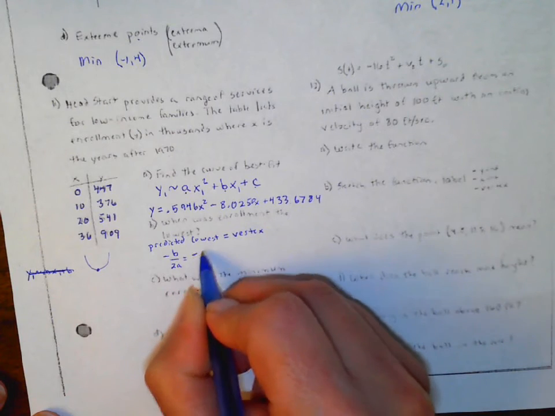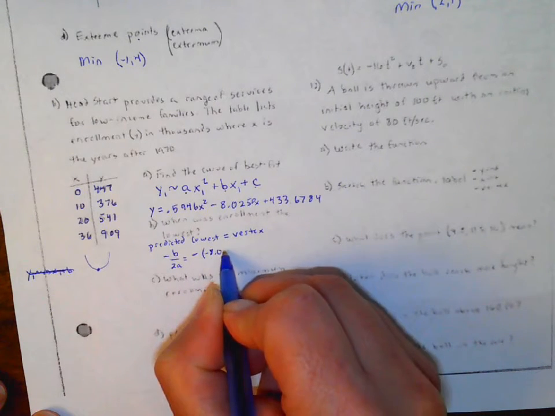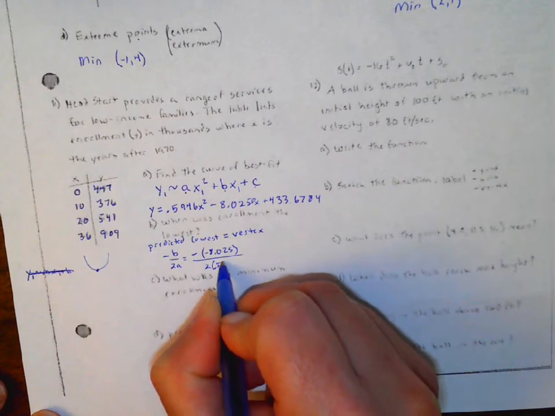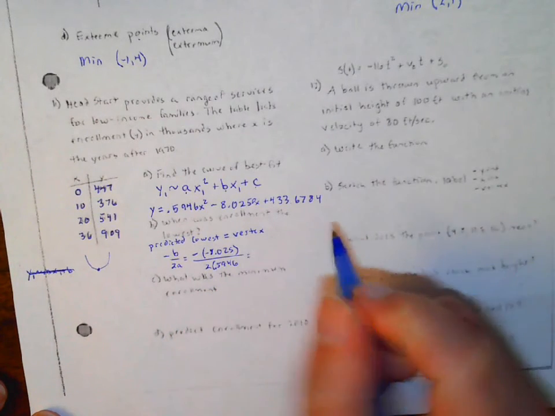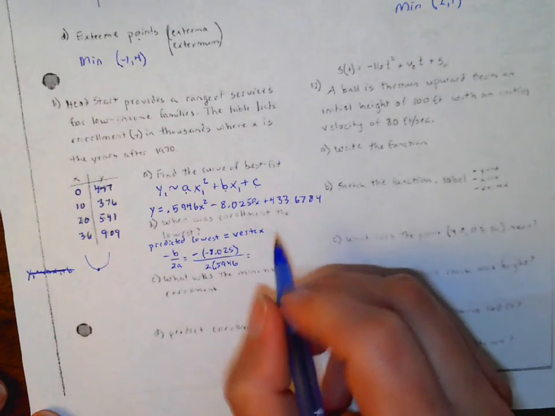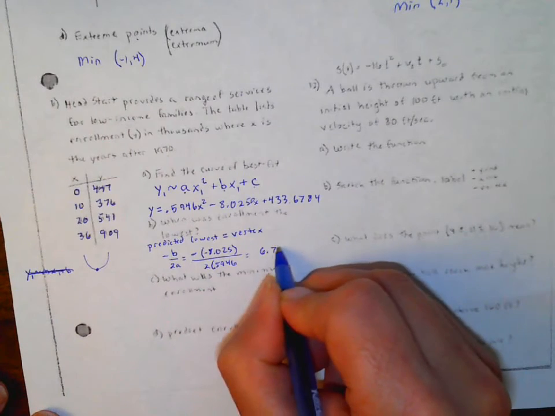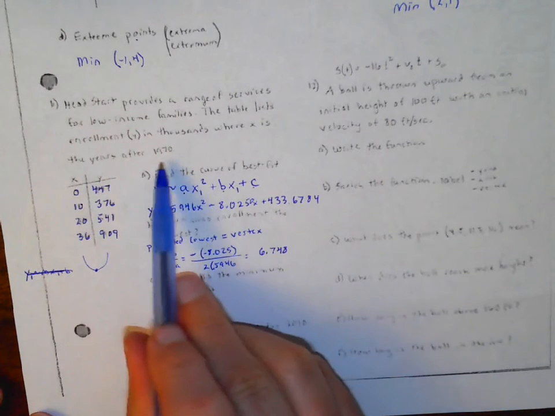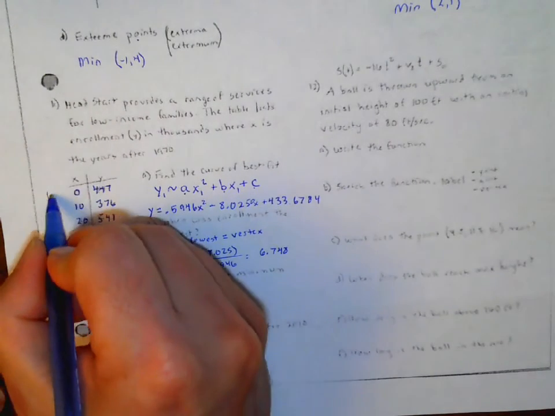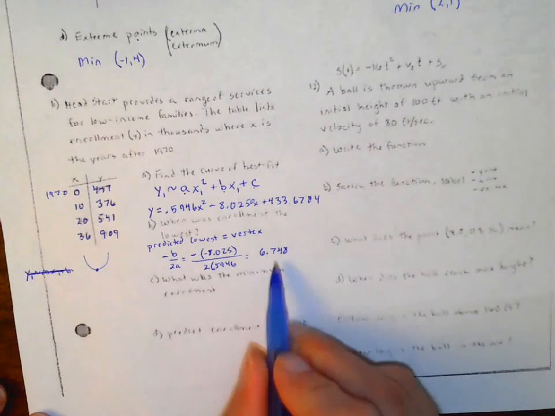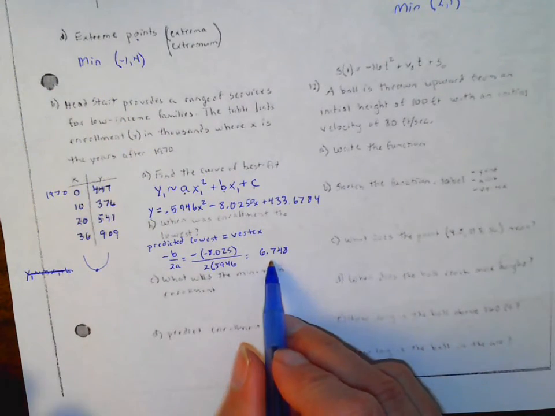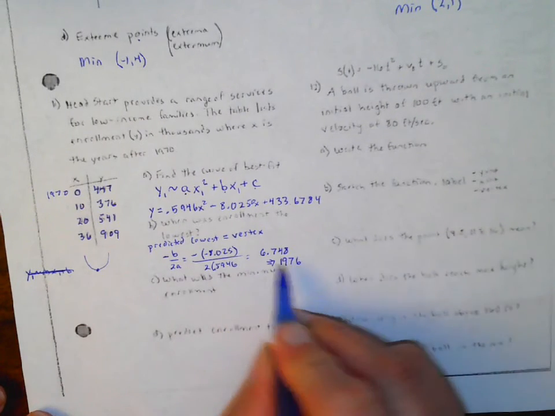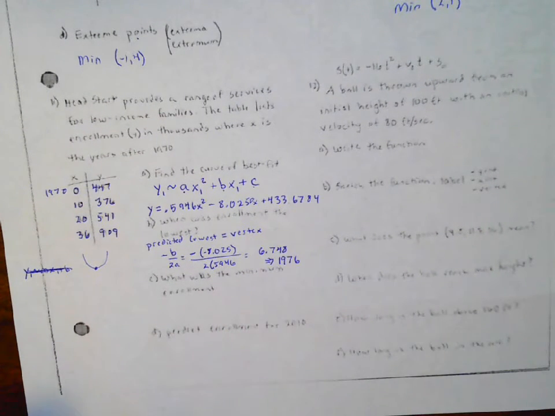So it'd be negative and negative 8.025 over 2 times 0.5946. And that comes up to be 6.748. Now what does that mean in this problem? We know 0 corresponds to 1970, right? So 6 years later would be 1976. Almost 1977, but not quite there yet.